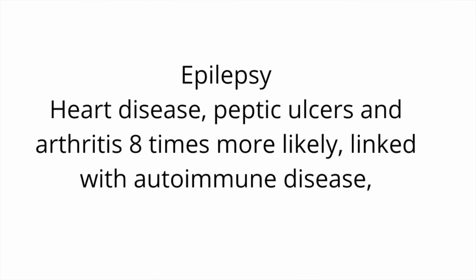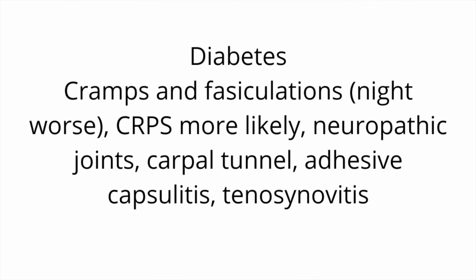Epilepsy, obviously you can get things like peptic ulcers, and apparently arthritis is 8 times more likely with epilepsy, and it's also linked with autoimmune disease, which is one of the reasons why we'd ask this question about epilepsy. Diabetes we know can have a whole host of factors, which is not great. So CRPS is more likely, neuropathic joints can be more likely, carpal tunnel, frozen shoulder, tendon problems, osteoporosis, all these sorts of conditions are more likely if you've got diabetes. And I think that's what people with diabetes don't really realise, is how much it has an impact on their general health as well.